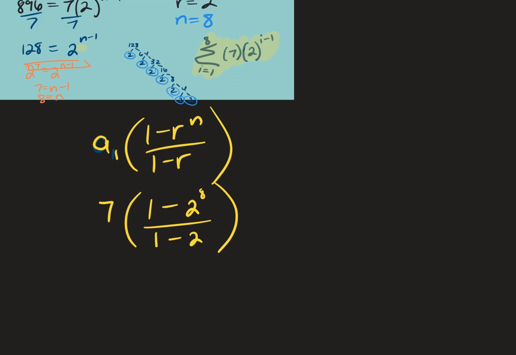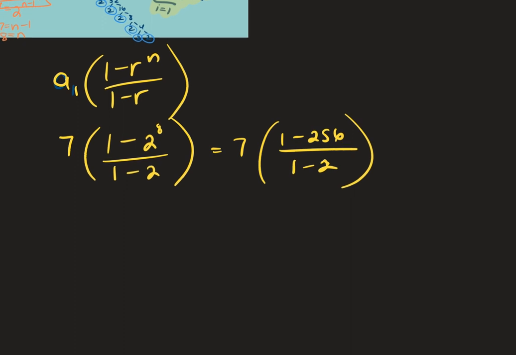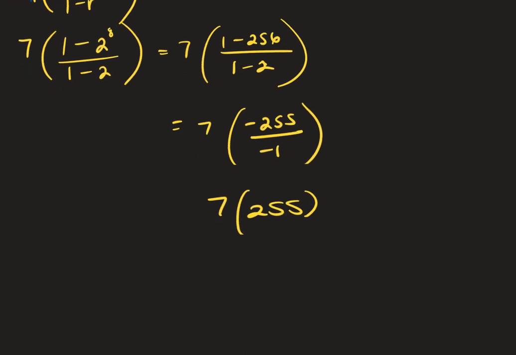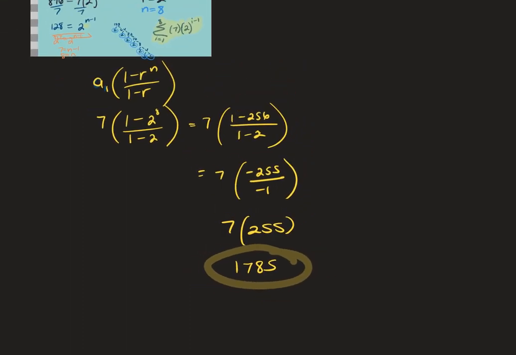If 2 to the 7th is 128, what's 2 to the 8th? 256. Good. Minus 2. So I get 7 times negative 255 over negative 1. 7 times 255 is 1,785. So you can use this equation to solve any geometric summation.